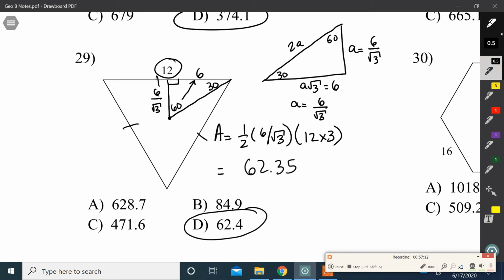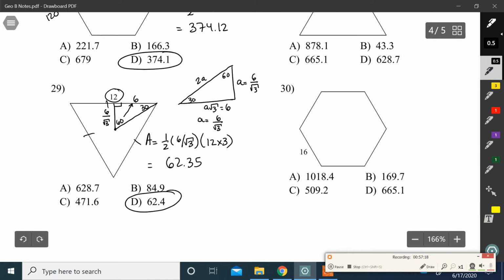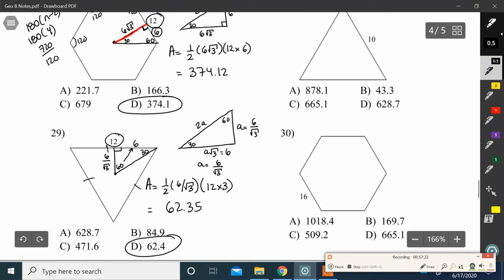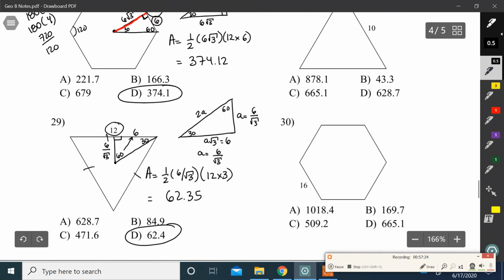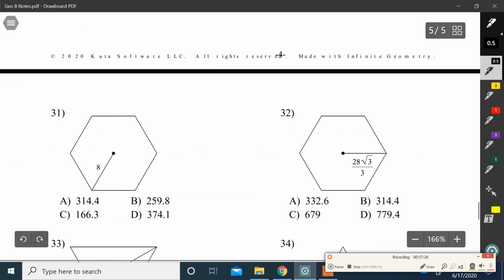That was 29. Let me verify that for you. Yes, that's right. Okay, so I know, guys, kind of difficult. I get it, you know. Number 28, number 30 there.